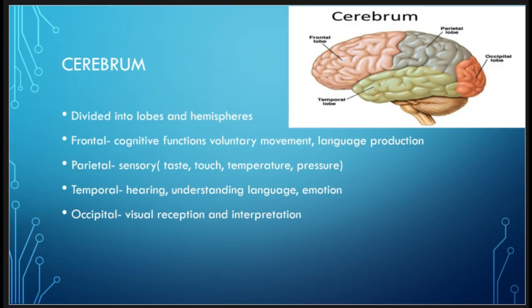And finally, the occipital portion of the cerebrum is involved in visual reception and then interpretation. So we're receiving sensory input from the eyes and the optic nerves, and then, of course, we have to make sense of it. So the cerebrum, again, involved in higher brain functions with interpretation and processing a lot of the information and stimuli that we receive, and then, of course, sending an appropriate response from this area to the next.